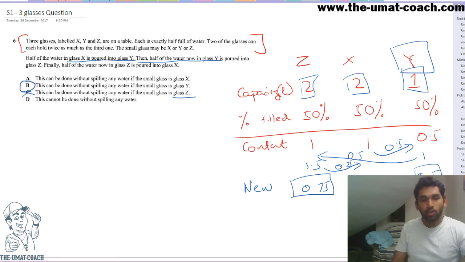So again, to quickly summarize, what you want to do is set this question up as neatly as you can, and then do a quick randomized trial and error. Okay, so you assume Z to be the small glass. If it doesn't work, quickly switch those letters around and assume Y to be the small glass, and in this case it works. If it doesn't, quickly try X, and then if nothing works, then you can try out D.